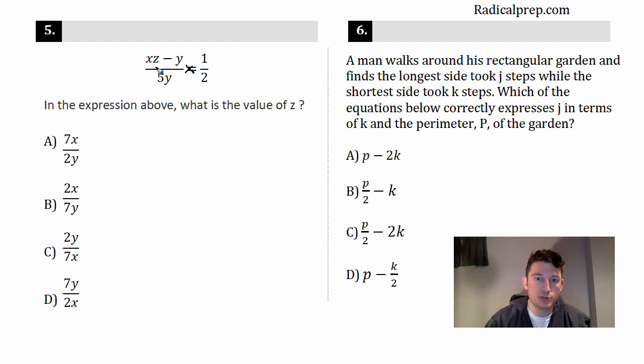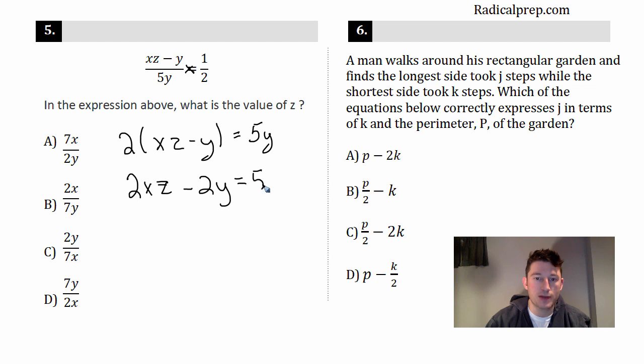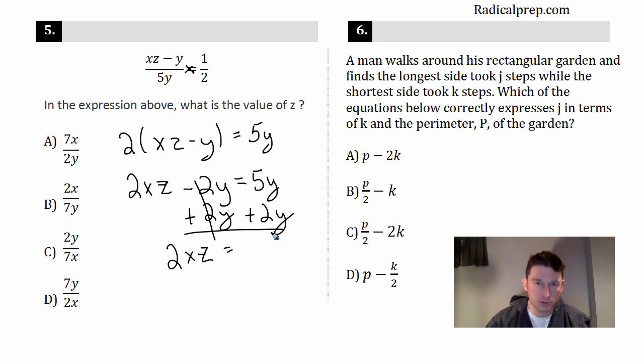So we've got 2 times all this. So it's 2 times xz minus y. And that's equal to 5y. So I'll distribute. 2xz minus 2y equals 5y. I just distributed there. I'll add the 2y, add the 2y, cancels out, and we get 2xz equals, what is that, 7y? Okay, and it wants to know the value of z.